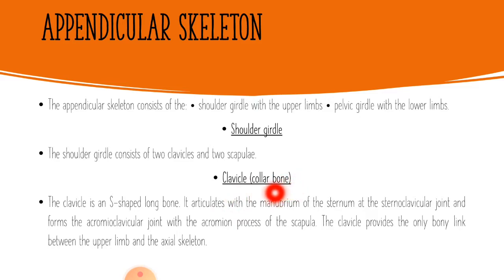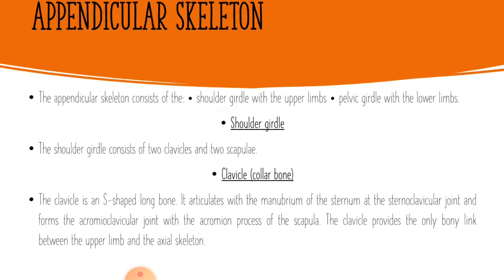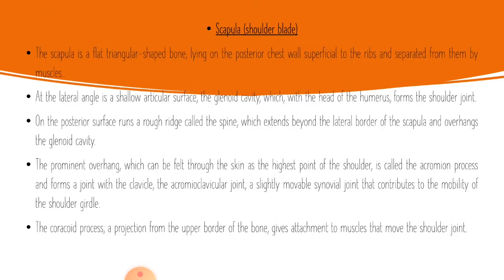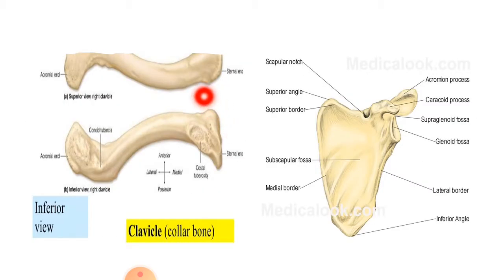Clavicle, which is also called the collarbone. This clavicle is a roughly S-shaped long bone. It articulates with the manubrium of the sternum at the sternoclavicular joint and forms the acromioclavicular joint with the acromion process of the scapula. The clavicle provides the only link between the upper limb and the axial skeleton. So we have 2 joints, at the sternal end with the manubrium of the sternum, and at the acromion end with the acromion process of the scapula.